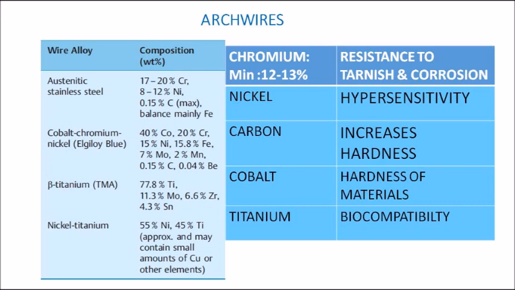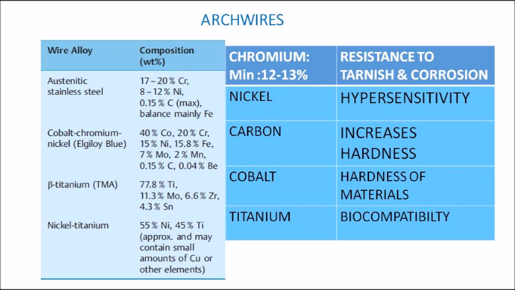So in beta titanium, the highest component is obviously titanium, around 77 percent, and then 11 percent molybdenum. Now nickel titanium wires have 55 percent nickel and 45 percent titanium. So beta titanium was 77 percent titanium, whereas nickel titanium is just 45 percent titanium and 55 percent nickel. Now let's talk about the properties, why all these materials are included in the arch wire composition.